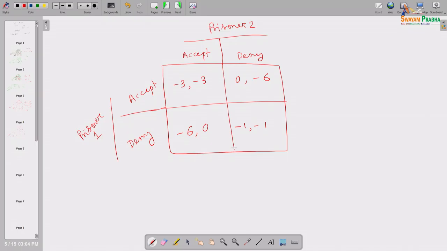Look at the payoff structure. These two prisoners will be produced before the judge one by one, not simultaneously, but they have to decide what they will tell. Whatever prisoner number 1 tells the judge, prisoner number 2 can't see or doesn't know. So they have to decide, but each of them knows this payoff structure: if he denies and I accept, what he will get, what I will get. In that way, everything is known to each of them.